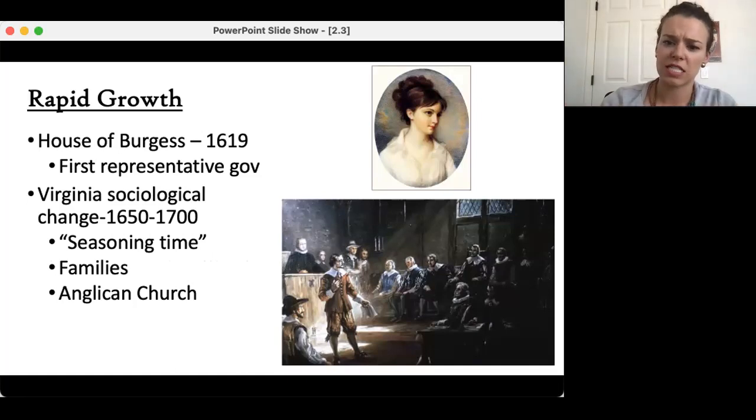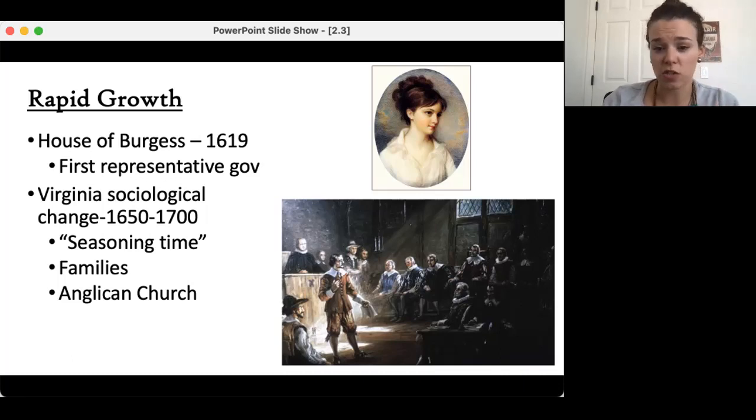The House of Burgesses is a representative government. Burgess means common, ordinary man. So landowners in England can vote. You need just 3 acres of land to be eligible to vote. Well, they bring over these same rules to Virginia.